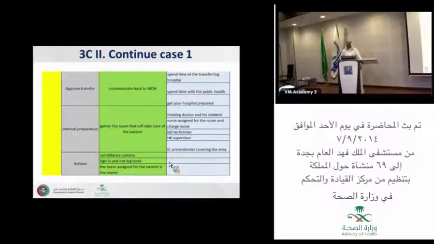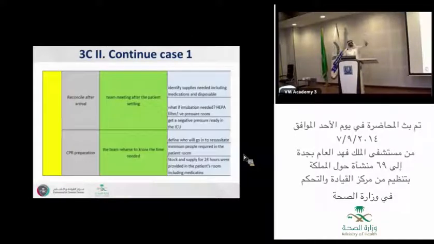Spend time at the transferring hospital, which we did. We went there and reviewed with them what they had done. We told them that we don't want any contact with the patient or the patient's environment unless he is in his room in my hospital. So the patient came to our hospital and was taken out of the ambulance by their staff. We gave their staff PPE and escorted them to the elevator. They took the patient to his room, and inside the room, our staff endorsed the case. So zero contact with the patient until he is inside his room.